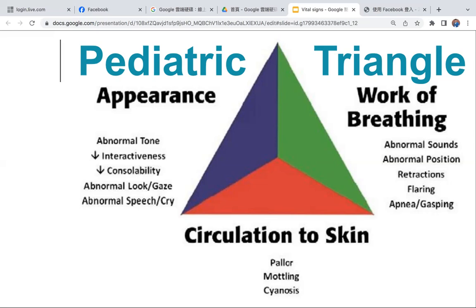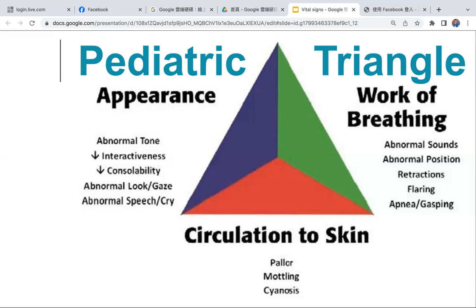The second element of the pediatric triangle is breathing, the work of breathing, as we mentioned before. There are signs of respiratory distress: head nodding, nasal flaring, and down to the lips, cyanosis, down to the chest, tracheal tug, intercostal retraction, and subcostal retraction.